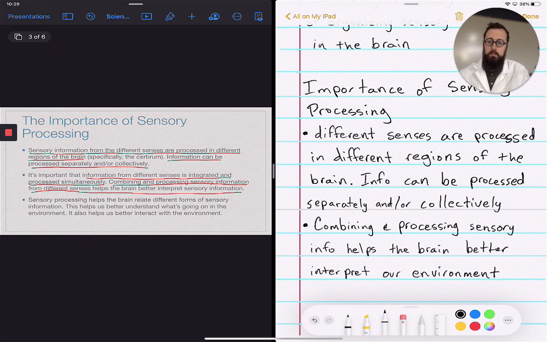So I took everything from that slide and I condensed it and made it short, sweet, to the point. That's what you're doing when you're taking notes about something. You're pulling out the important bits so that you can refer back to it later.